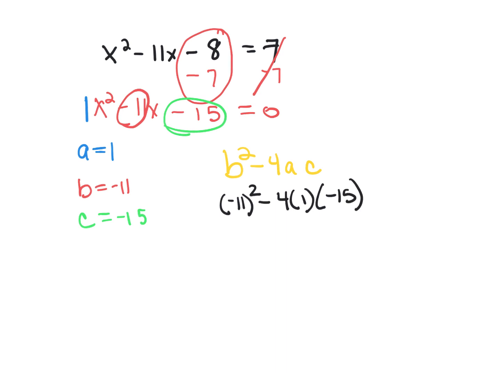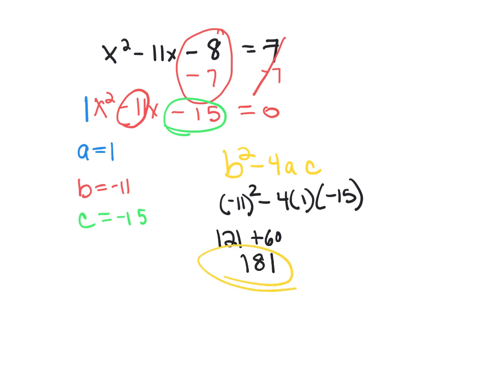Now, if you are putting this into your calculator, this part right here, you do want to make sure that you have a parenthesis around that negative 11. Because what we want to calculate is negative 11 times negative 11, which is going to be 121. And then when we do this part of the multiplication over here, I'm going to have plus 60. And that is going to give us a discriminant of 181.